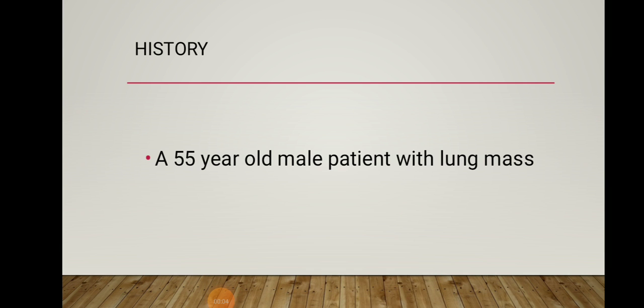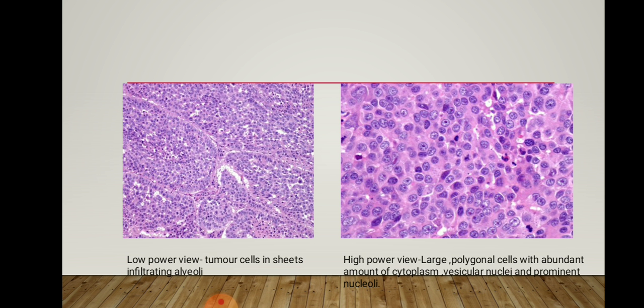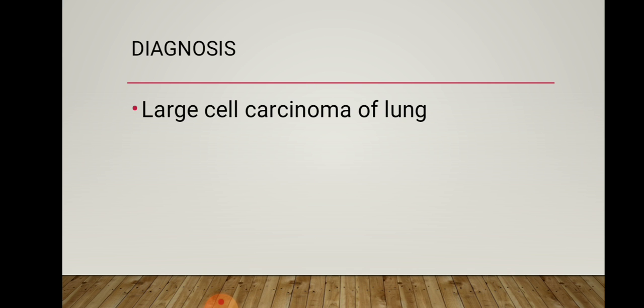History: a 55-year-old male patient with lung mass. These are the slides given to us. On low power view, we can see tumor cells infiltrating alveoli, and on high power view, we can see large polygonal cells with abundant amount of cytoplasm with vesicular nuclei and prominent nucleoli. Diagnosis: large cell carcinoma of lung.